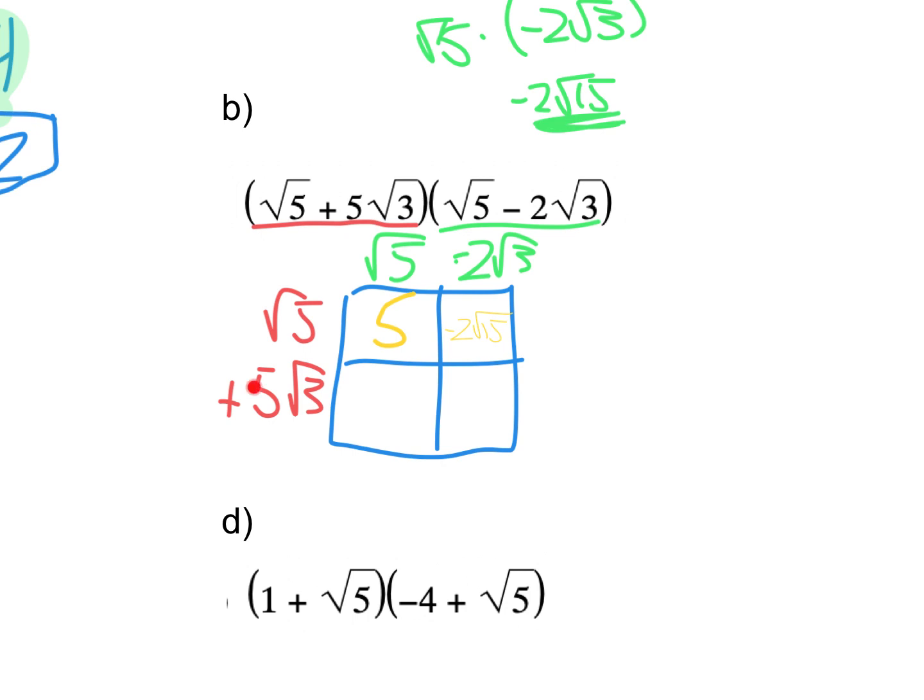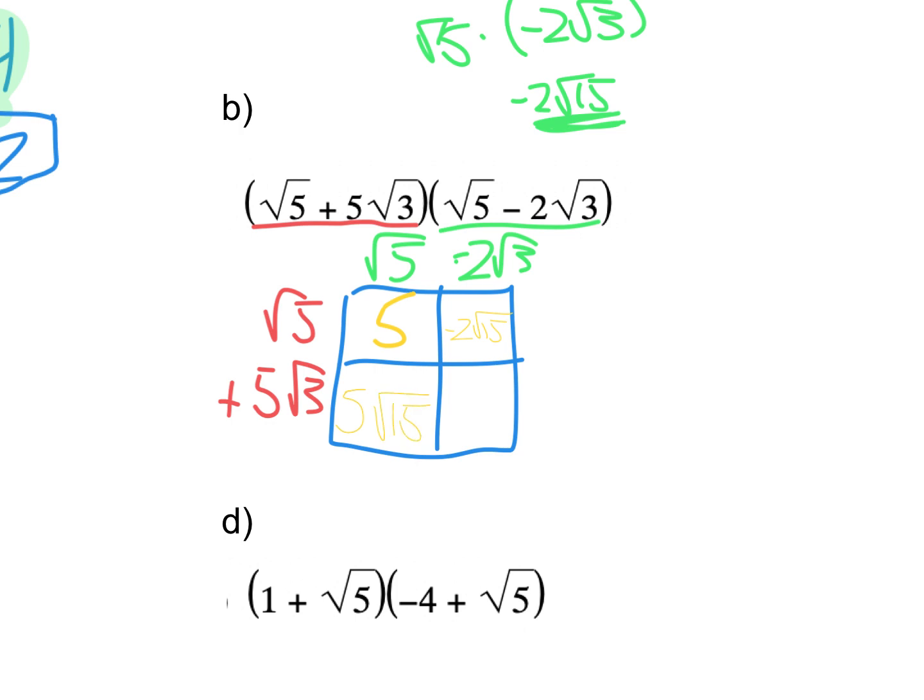And then I have the 5 square roots of 3 times the square root of 5. We just showed the square root of 5 times the square root of 3 gets us the square root of 15. So I know that's going to be my square root here because I have square root of 5 and square root of 3. But now my coefficient will be this 5 instead. So 5 square roots of 15.